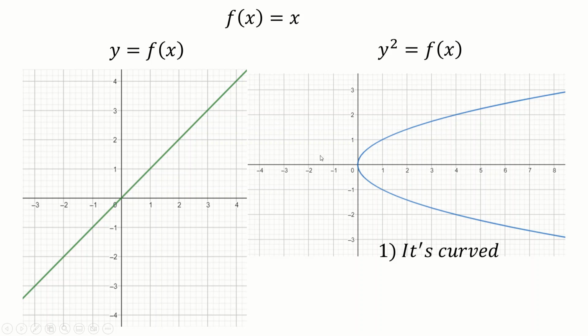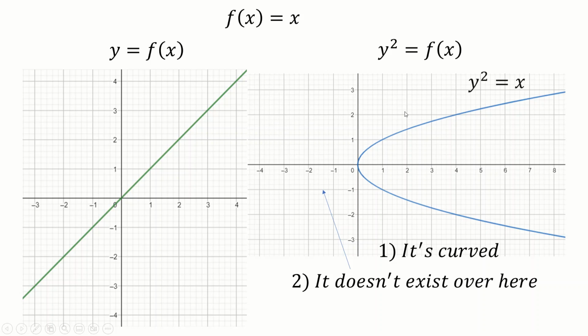Secondly, it doesn't exist over here. There's just a completely blank area. The graph thinks about going there, and then it just doesn't and goes this way instead. Now, that's kind of logical, right? If you put in, say, x is minus 1, you get y squared equals x, which is just what this function is. So you get y squared equals minus 1, which can't happen because something squared is positive, and minus 1 is negative. So it's fairly obvious why it doesn't exist over here.